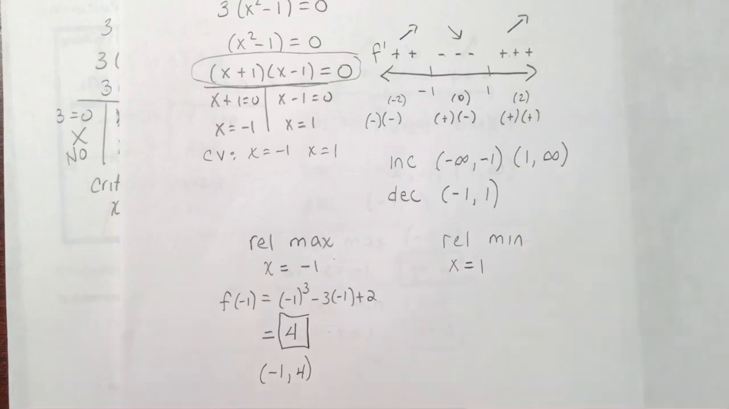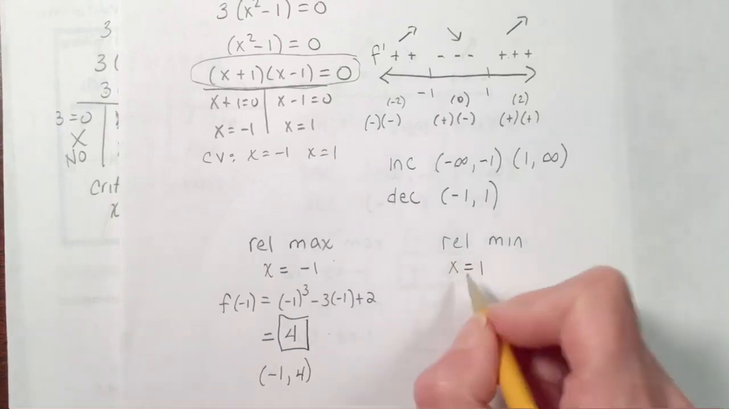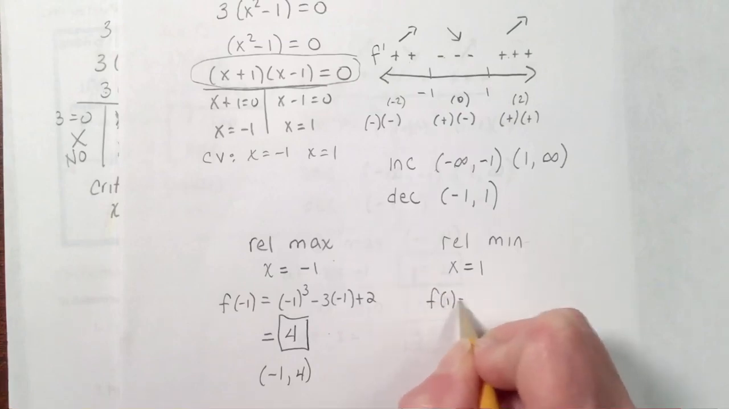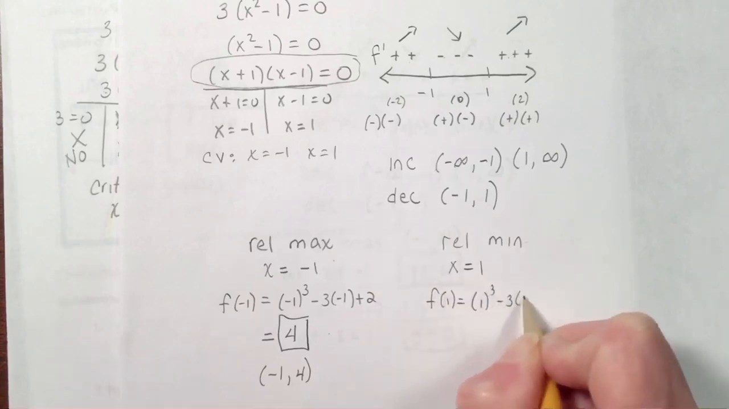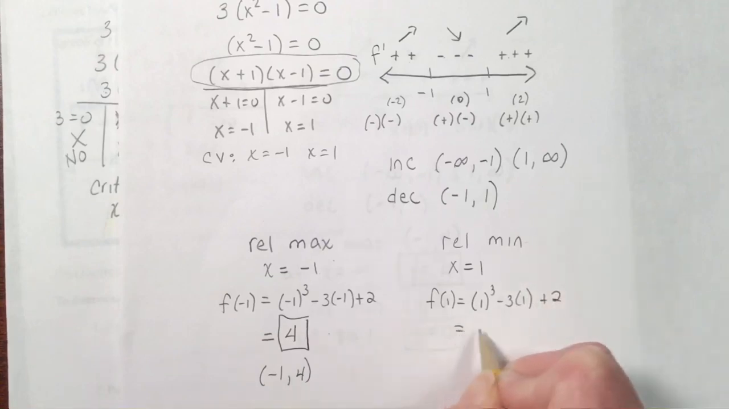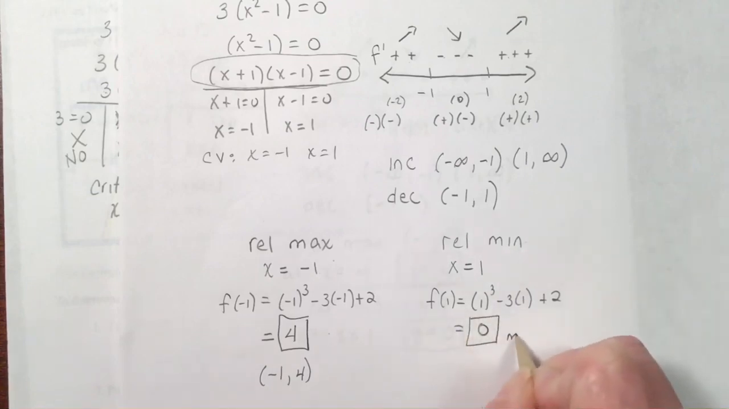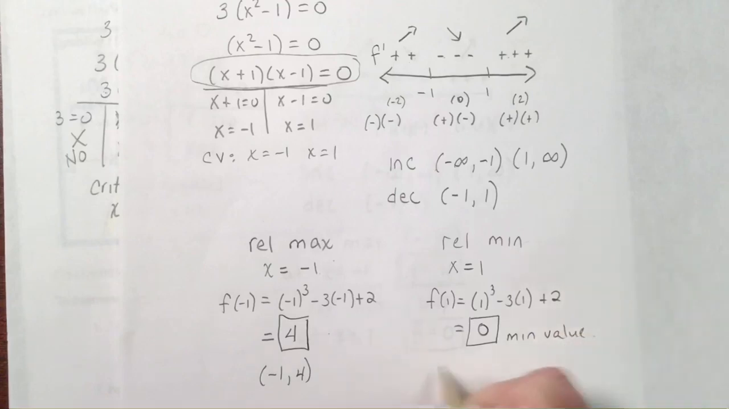Now let's talk about the minimum value. So the minimum value occurs when x equals 1. But if you want the absolute minimum value, meaning the lowest y value on the curve, we're going to plug 1 into our function. And after we do this, we see that that's going to be 0. So the minimum y value is 0. And on your answer key for your homework, I just wrote the answers as ordered pairs. This is where it occurs, meaning the x value. This is what it is, the y value.